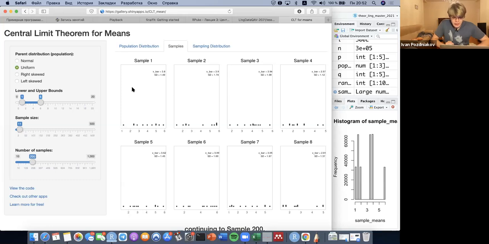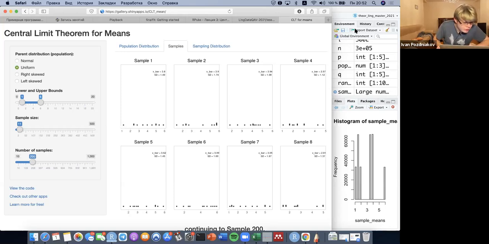And usually we have only one sample in reality. It can be a big sample, it can be a small sample. We can even calculate what sample size we need for our study to be statistically valid, right? But what we want to understand right now is how all these things behave if we take many samples, because this way we understand something about statistical inference.